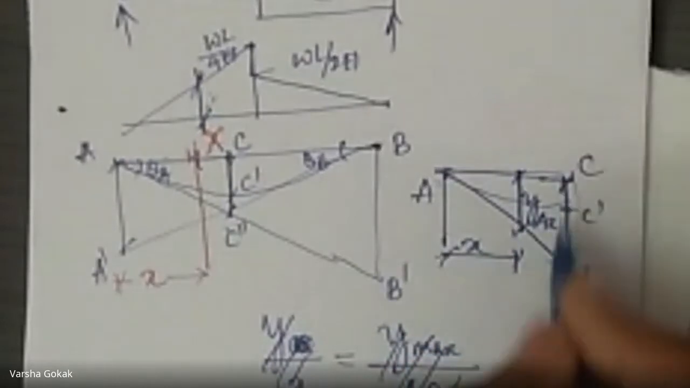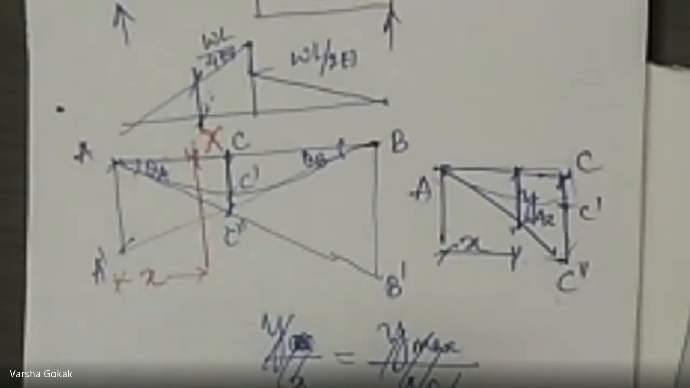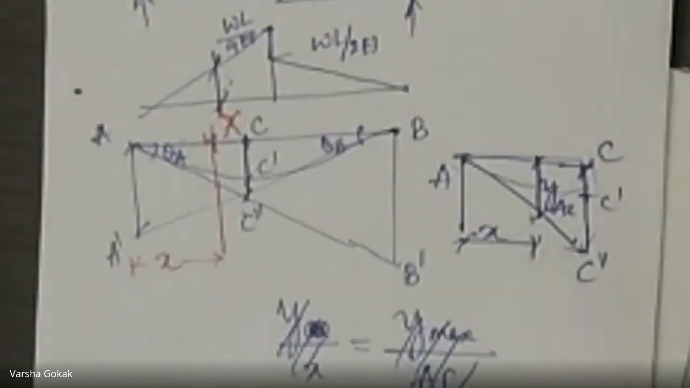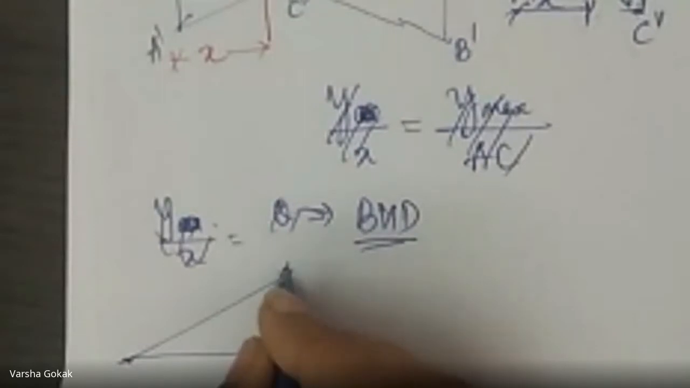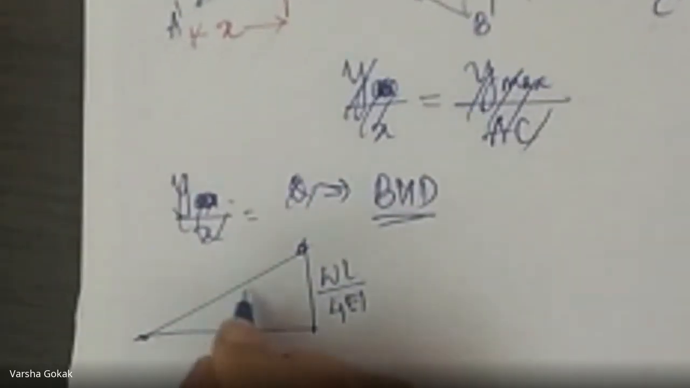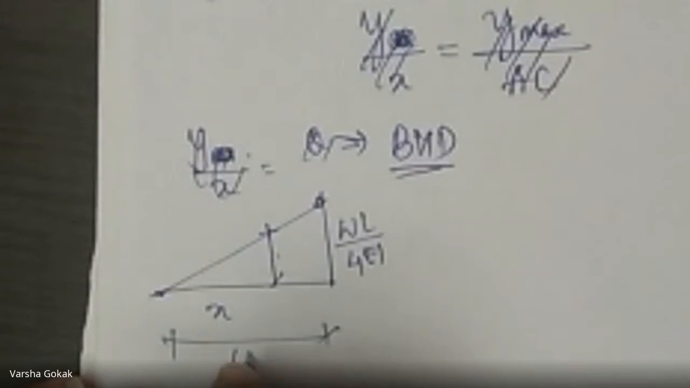We got the final deflection yesterday at this point. Or if I'm using the bending moment diagram, the bending moment diagram is like this now, right? So this is WL by 4EI, okay? And at a distance x, I want to find the bending moment, right? And this total distance is L by 2.